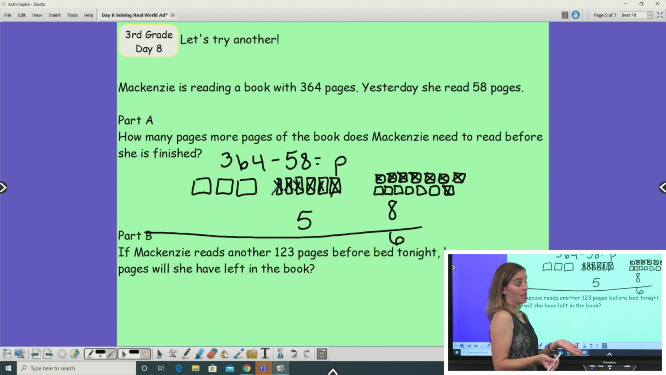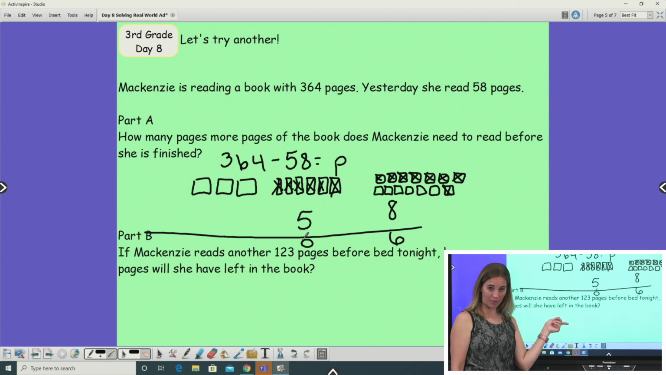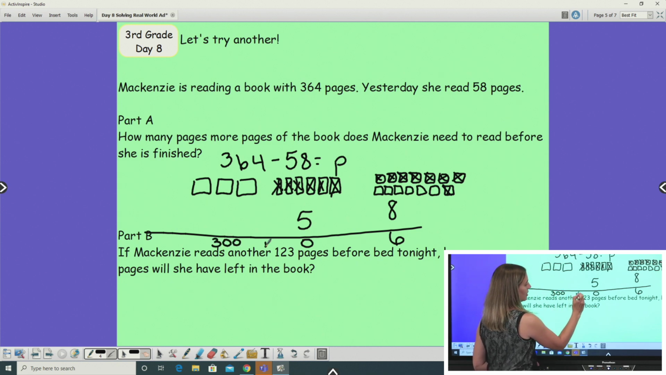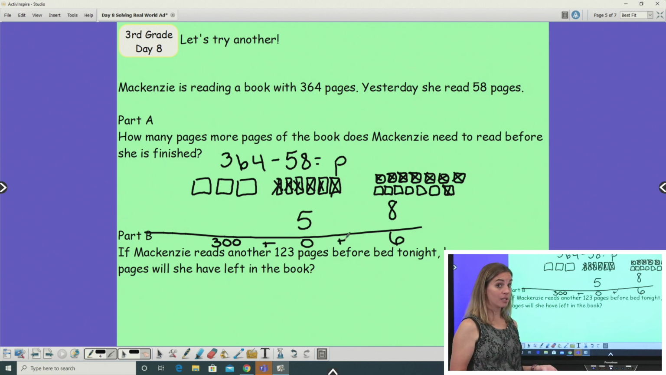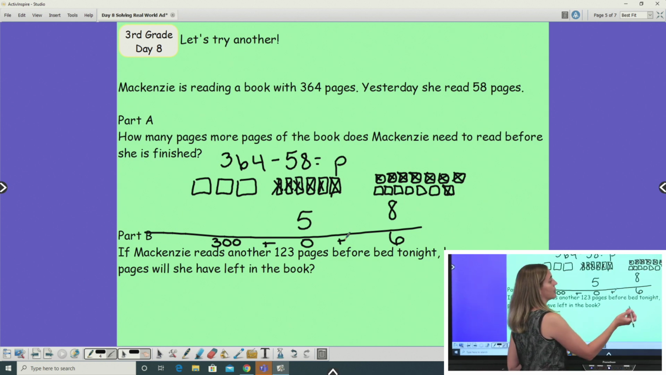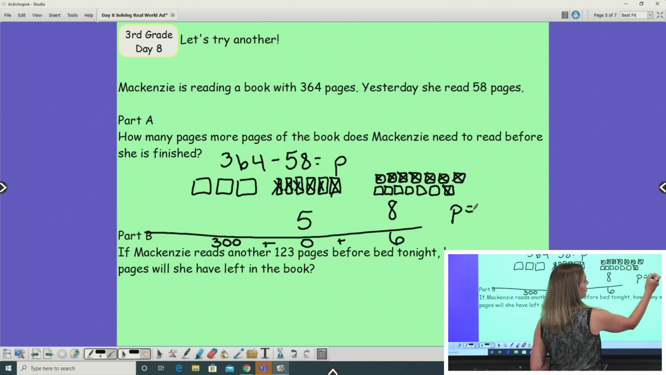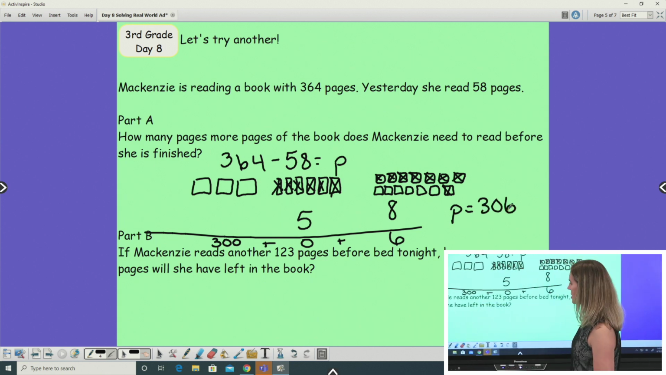I'm taking away 5 tens. Well, I only had 5 tens, so I have 0 left. All right, how about my hundreds here? 300. Do I need to take any hundreds away? No, so I'm just going to keep that 3. So I've got 300 plus 0 plus 6. How many more pages does Mackenzie need to read? That's right, 306. So P equals 306. That's not terrible. She can get that done in no time.